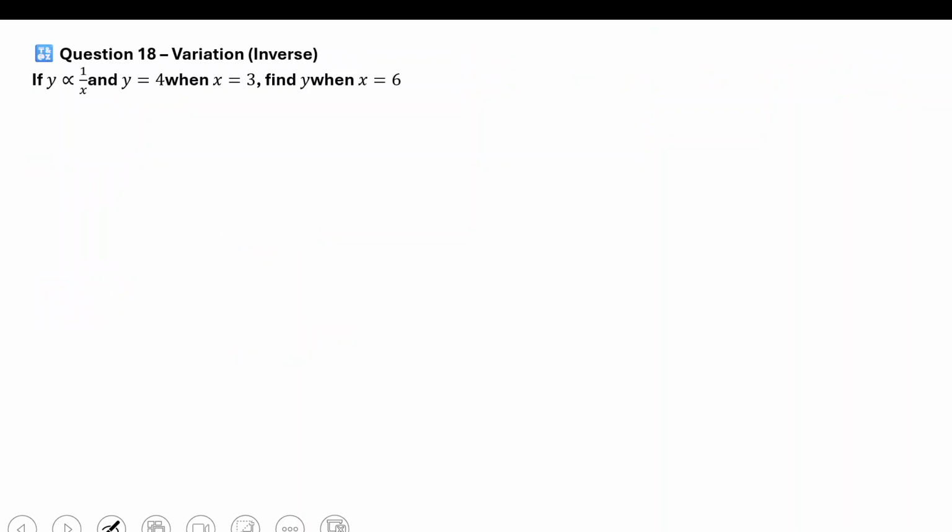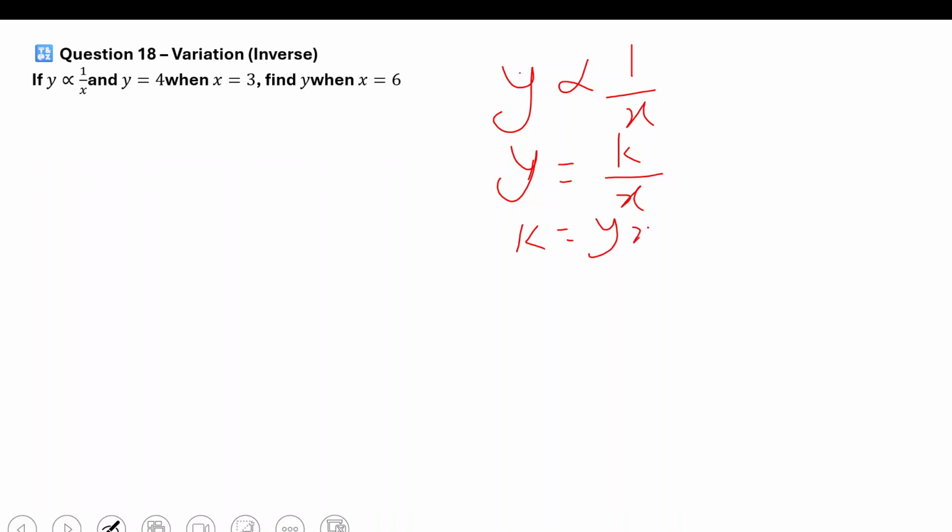Okay, so this is variation, inverse variation. When I say y is inversely proportional to x, the first thing we'll do is to find the relationship with the constant k. By the time I introduce my equality sign, y equals k over x, and k will now become yx. So this is the relationship binding the constant with the variables.